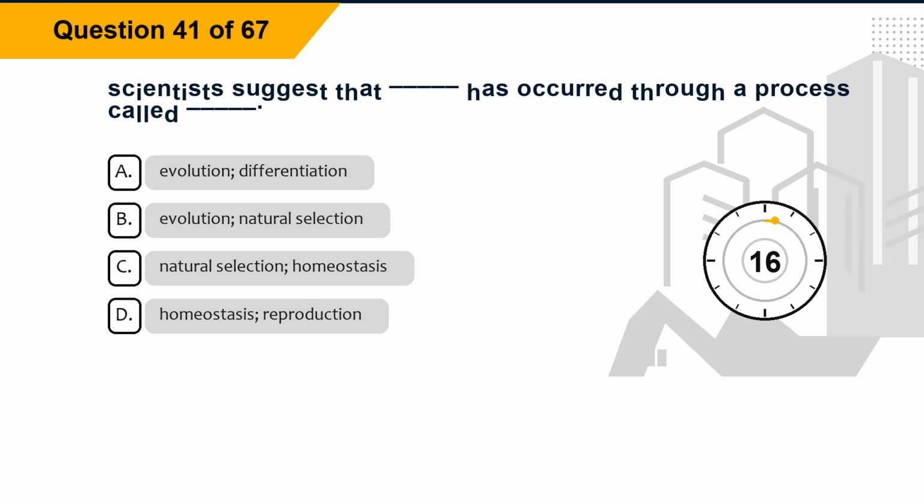Question 41. Scientists suggest that blank has occurred through a process called blank. Option A. Evolution, differentiation. Option B. Evolution, natural selection. Option C. Natural selection, homeostasis. Option D. Homeostasis, reproduction. The correct answer is option B.